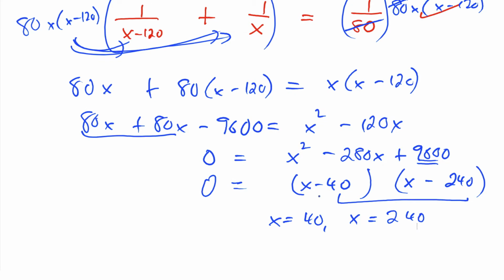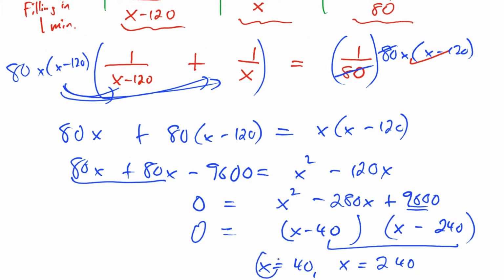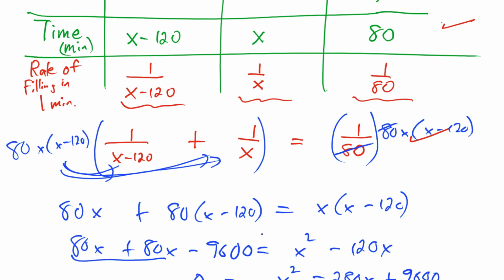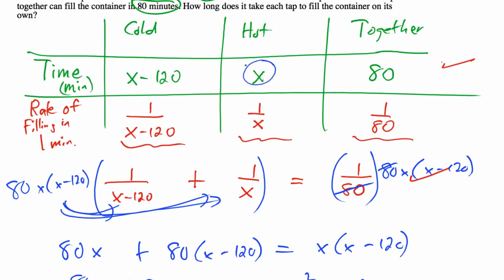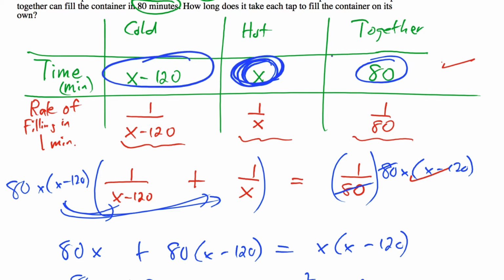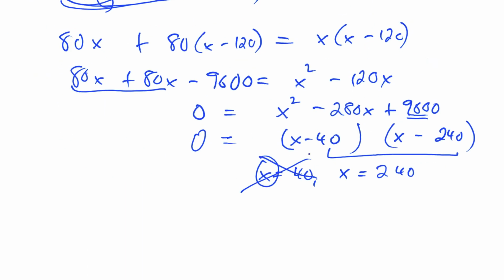Now if I look at how reasonable these answers are, keeping in mind that x represents the time to fill the tank just with the hot water tank, I can see that this cannot be 40 if together it takes 80 minutes. These numbers are definitely going to have to be larger than 80. So based on that, I know I can reject 40. It doesn't satisfy the parameters of this question, which means that x is 240 minutes.